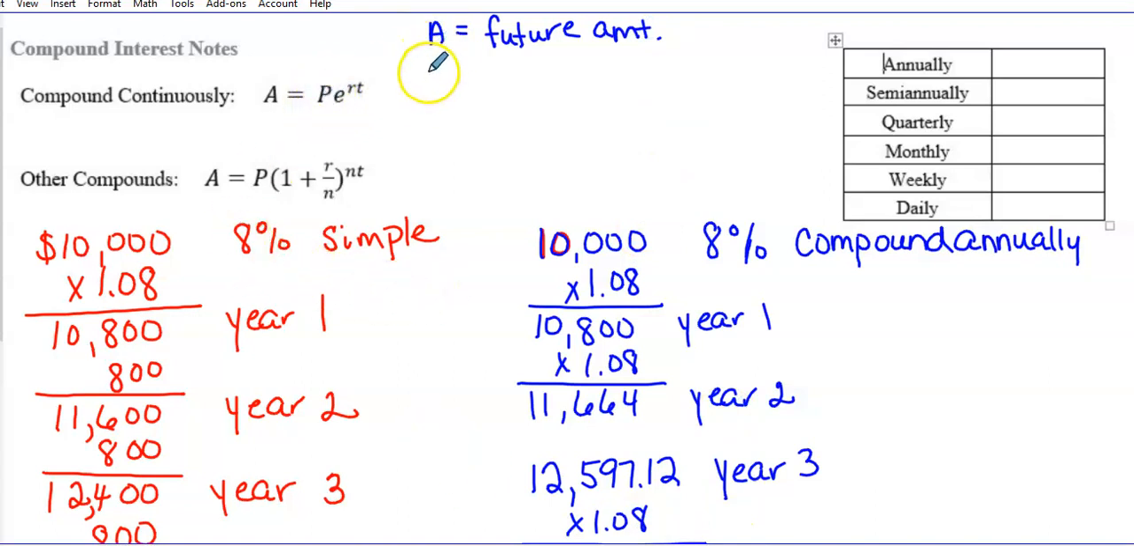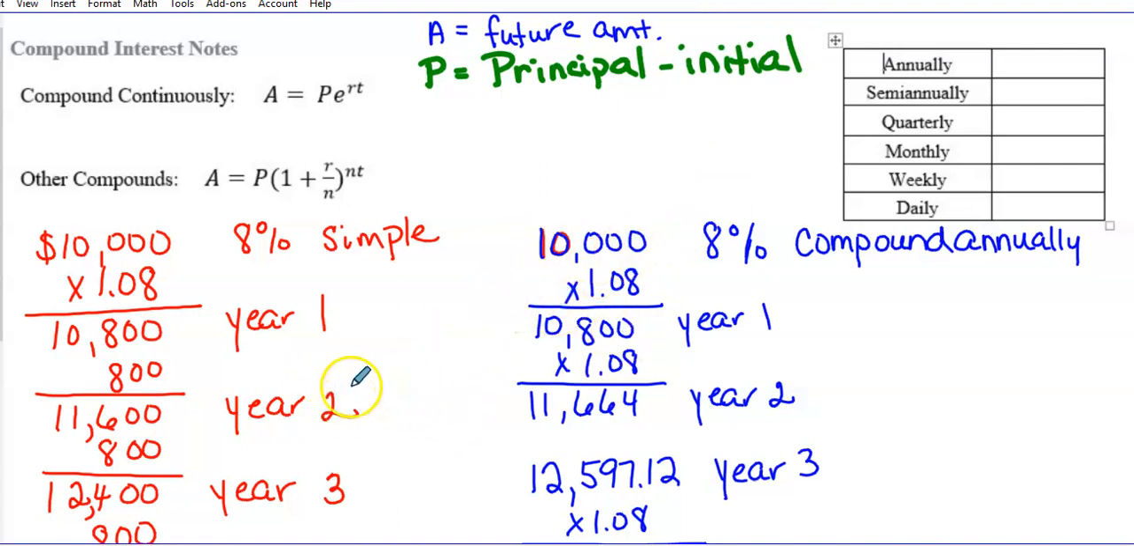The P is what we call principal. This is the initial amount, or the starting amount. So a lot of times we will call this the initial amount. That's that $10,000. That's the amount that you started with. Let's see, what else do we have? We have R right here. R is the interest rate. And this is in decimal form. We would write this in decimal form.